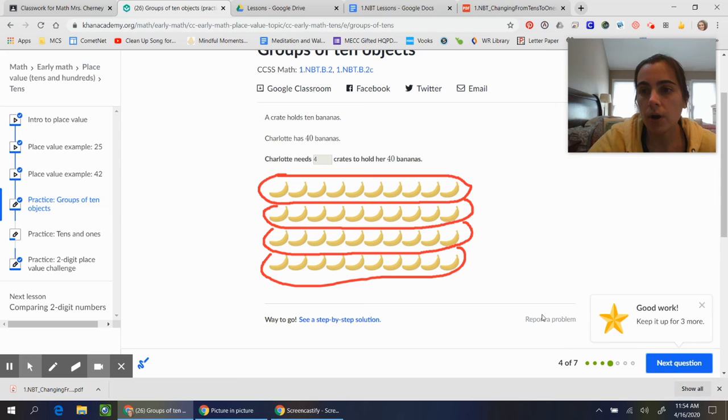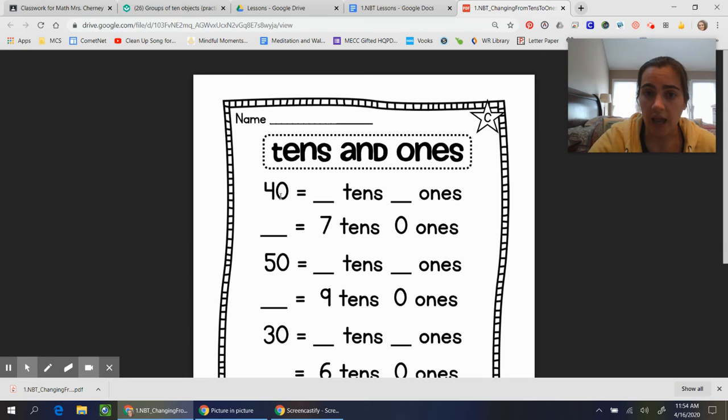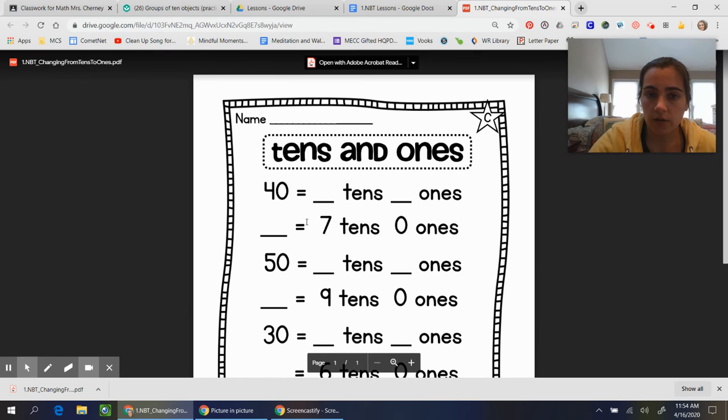The other part of your assignment today is a worksheet that's going to be up in Seesaw. It says tens and ones. So this is giving you some practice taking a number, looking at it and deciding how many tens are in that number, how many ones are in that number. Okay, and then kind of doing the opposite, you've got 7 tens and 0 ones. What is your number? All right, so a similar idea to what we did on Khan Academy.